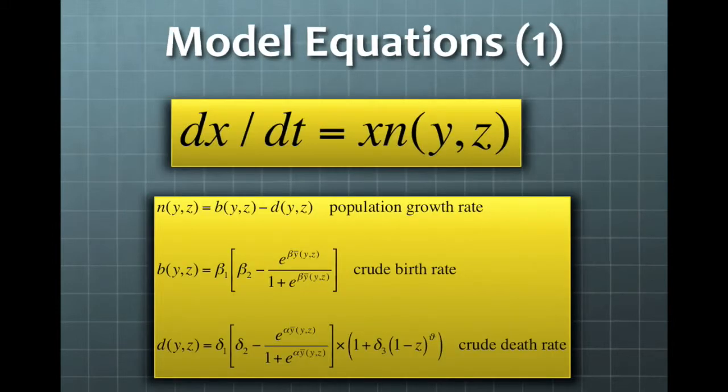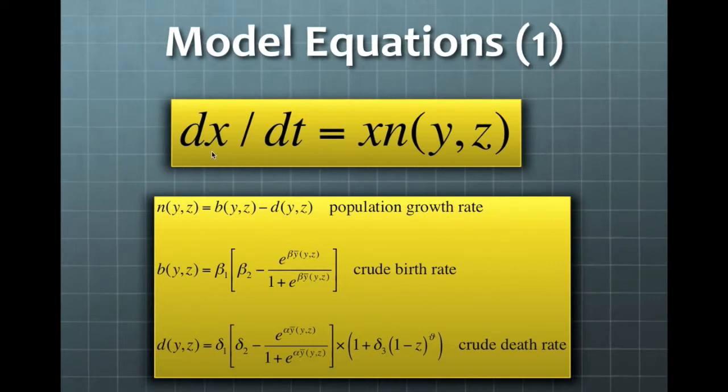Let's look at the model equations. One of the things I'll say right off the bat is that this model is more heavy on the math, very heavy on the parameters that are used, and as we'll see, these parameters sort of accumulate. But let's take the model piece by piece.